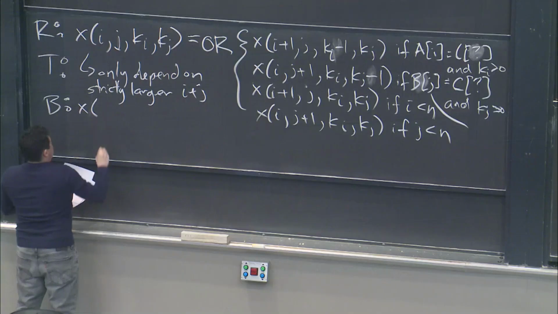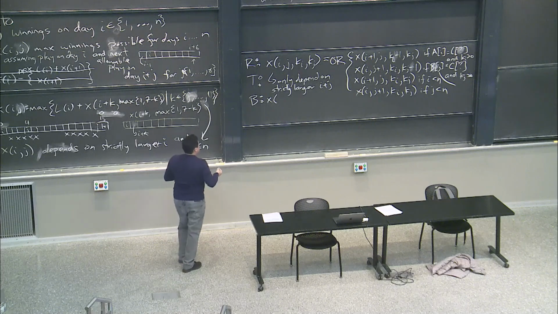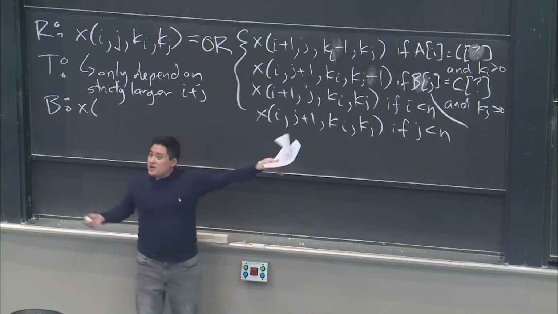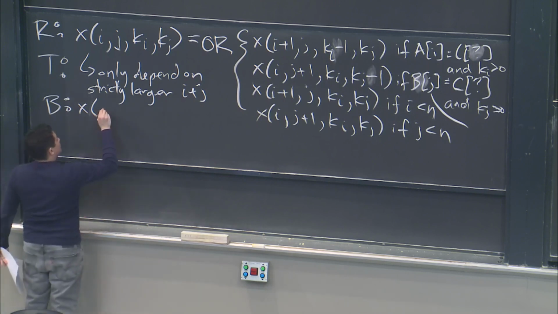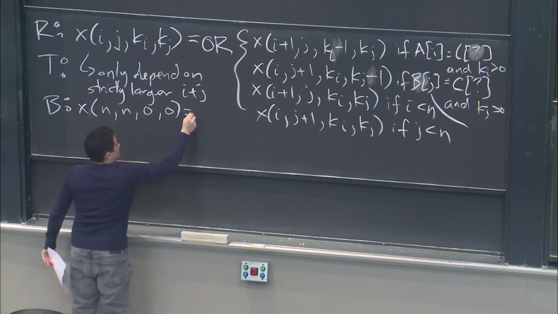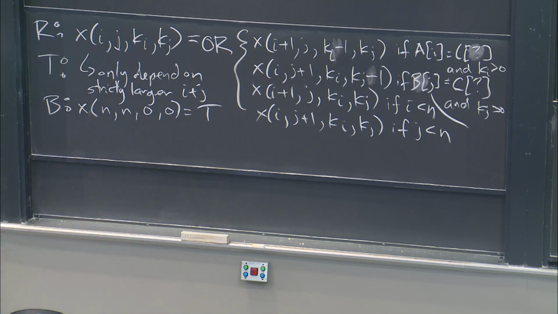What's the easy base case? When we succeeded. When have we succeeded? If we have nothing left in A and B, and we have nothing left in C, I have nothing left to match. So I have n, and I don't need to match anything else. That's just going to be true, right? All roads point to this subproblem to get to a true solution, right?